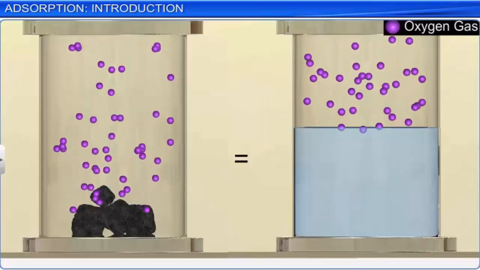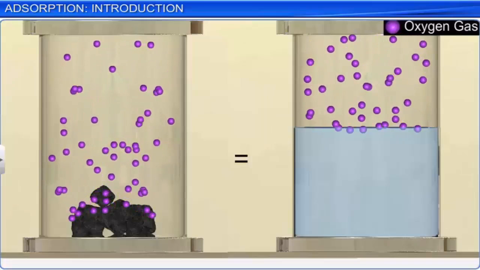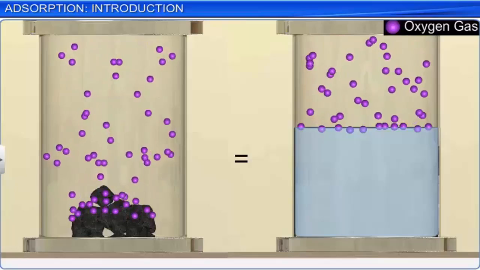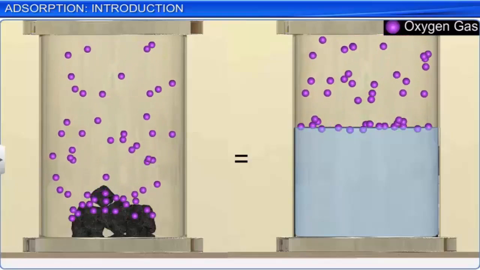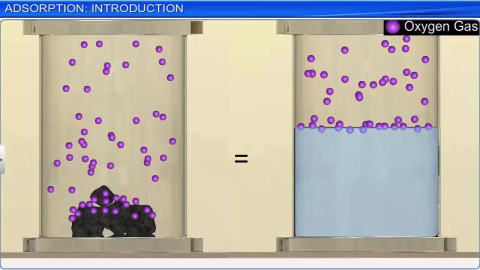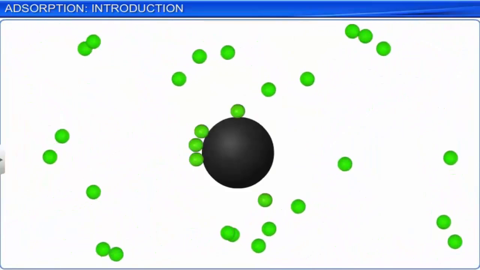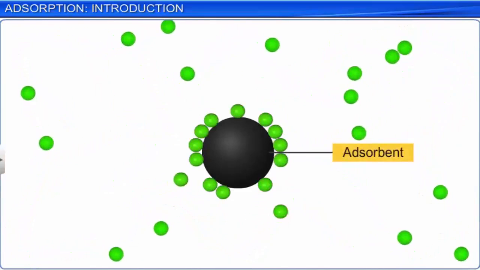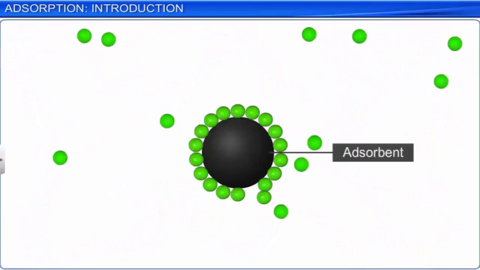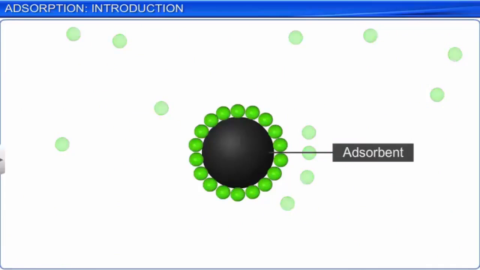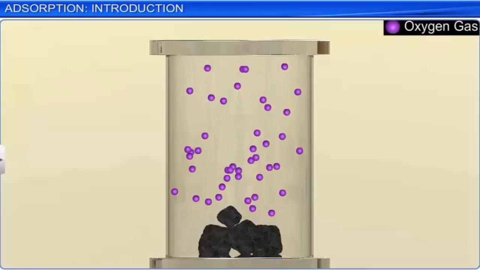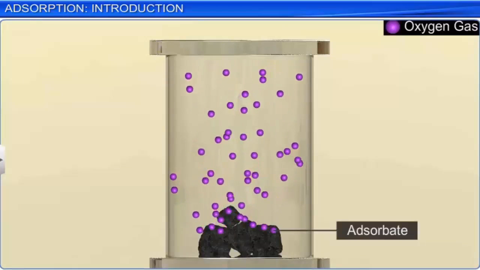This phenomenon of attracting and retaining the molecules of a substance on the surface of a solid or liquid, resulting in a higher concentration of the molecules on the surface, is known as adsorption. The substance on the surface of which adsorption takes place is called the adsorbent, while the substance thus adsorbed is called the adsorbate. In the example that we just saw, the molecules of oxygen are the adsorbate, while the solid charcoal is the adsorbent.